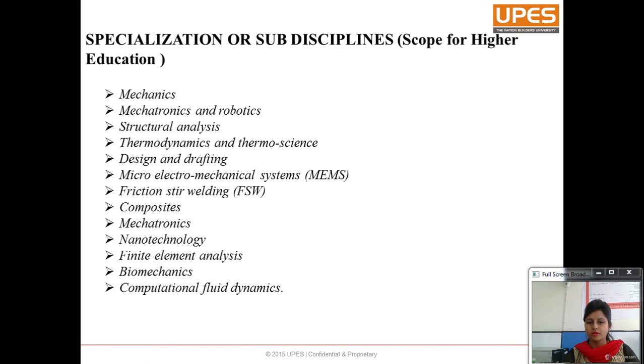If you want to pursue your career further through higher education, these are the fields in which you can go for specialization: mechatronics, nanotechnology, finite element analysis, computational fluid dynamics, thermodynamics or thermosciences, design and drafting, mechanics, mechatronics and robotics.